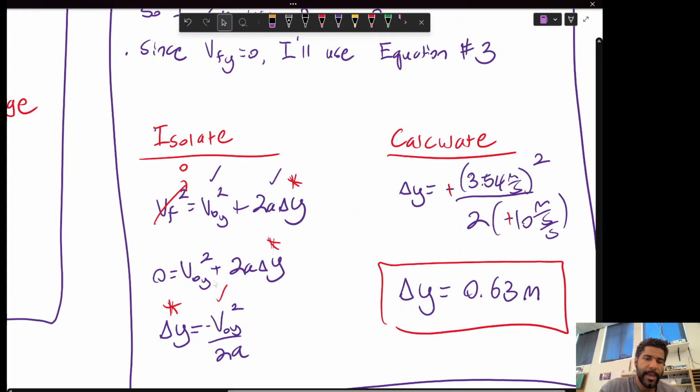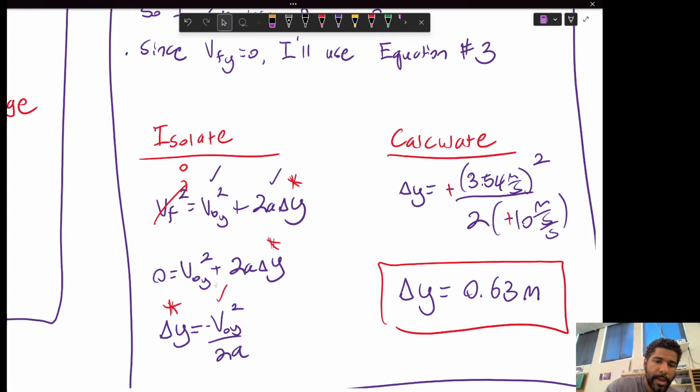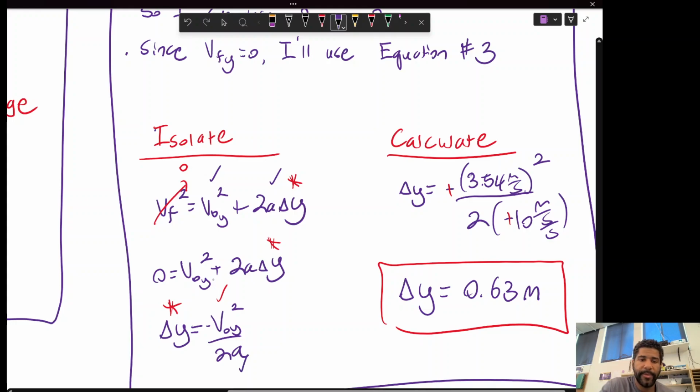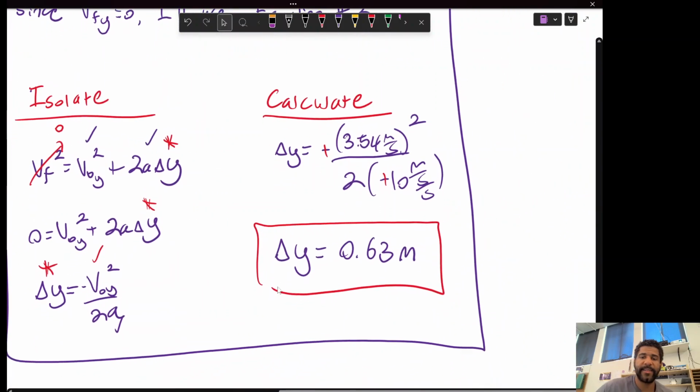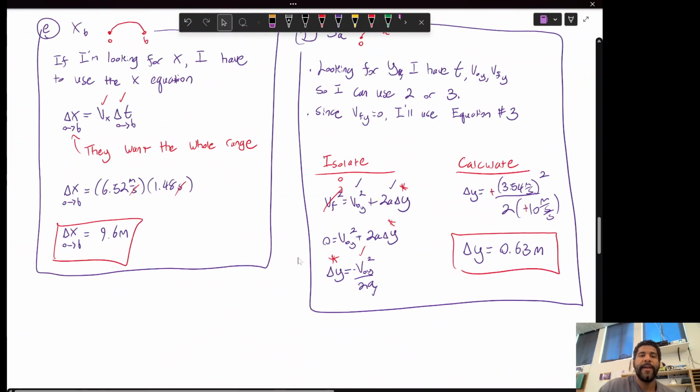I isolate delta y, given my third equation and everything that I know. I know the initial velocity at the bottom in the y direction. Then I know the acceleration. And I get that delta y is 0.63.